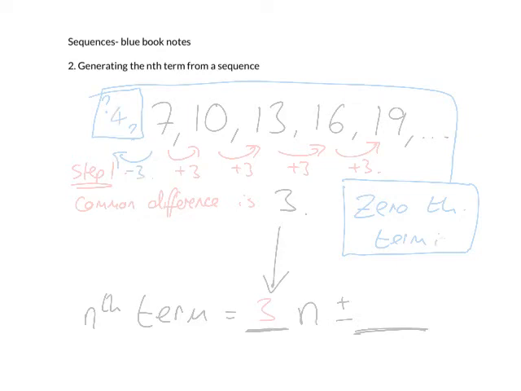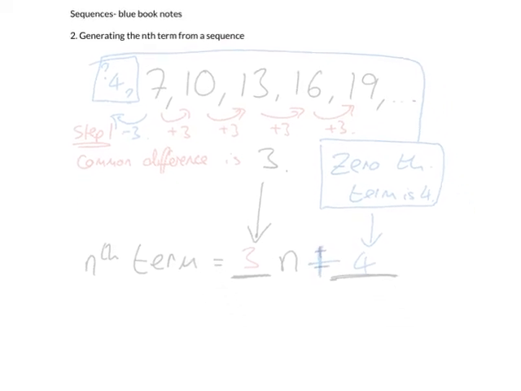So the 0th term is 4, and it's a positive 4, so we're going to add it after, and instead of plus and minus, we're just using plus. So let's write that out again nice and neatly. Nth term equals 3n plus 4.